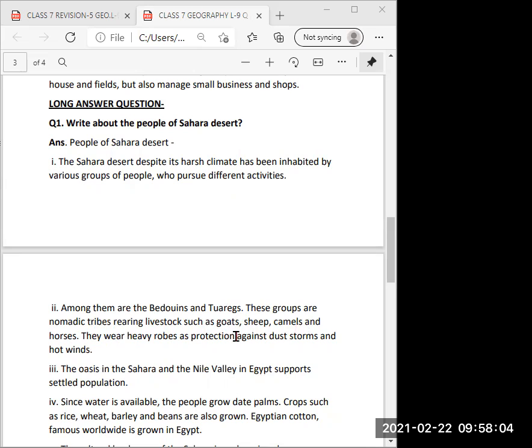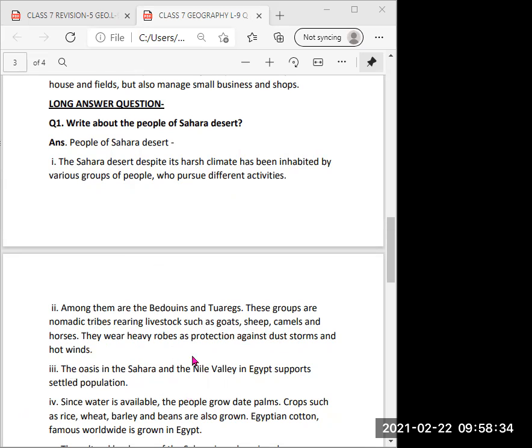Rearing livestock. The word livestock means animals. People of the Sahara Desert, mostly Bedouins and Tuaregs, belong to nomadic tribes, and they have livestock. Which type of livestock do they have? Goat, sheep, camel, and horses. Clear? Goat, sheep, camel, and horses.